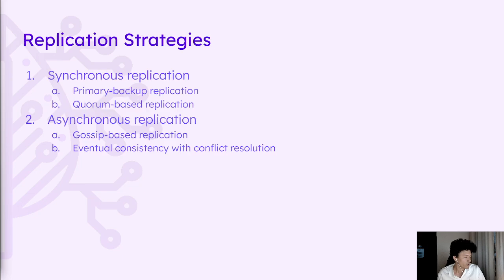We can see a few strategies of replication. There are synchronous and asynchronous replication strategies. We are going to see two of each. One of them we have already seen, eventual consistency with conflict resolution. We're going to see more resolution techniques, and try to see the other ones as well.